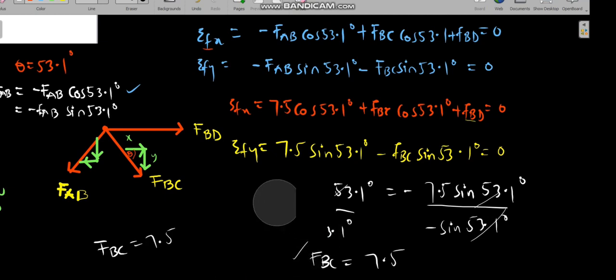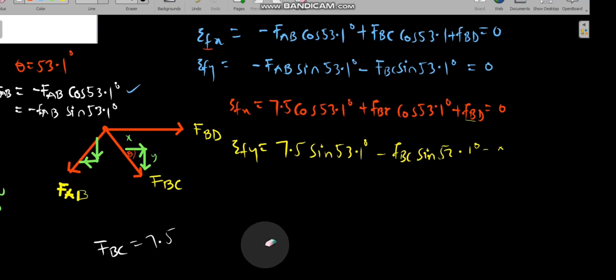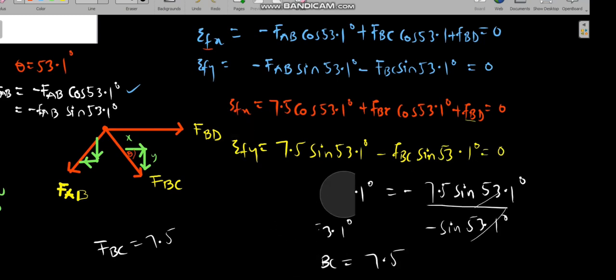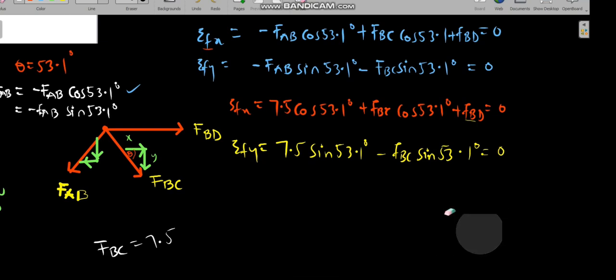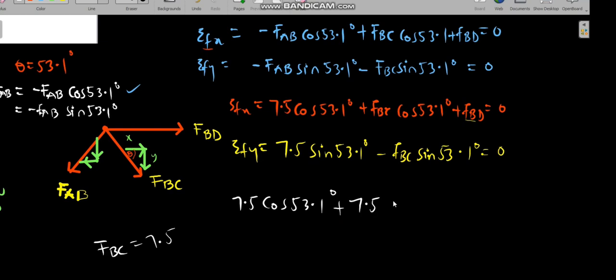So I have that one written down. Now let's focus on the first equation. On the first equation, we have 7.5 cosine 53.1 degrees plus FBC. But I know FBC is 7.5, so that is plus 7.5 cosine 53.1 degrees plus FBD. This is equal to 0.